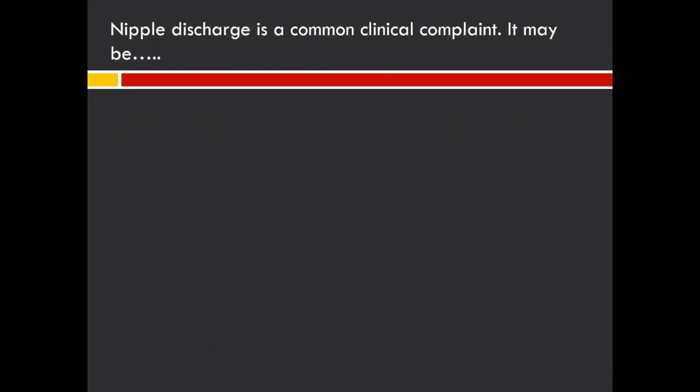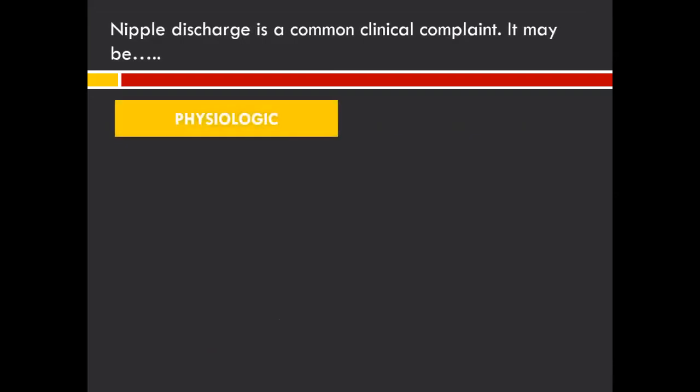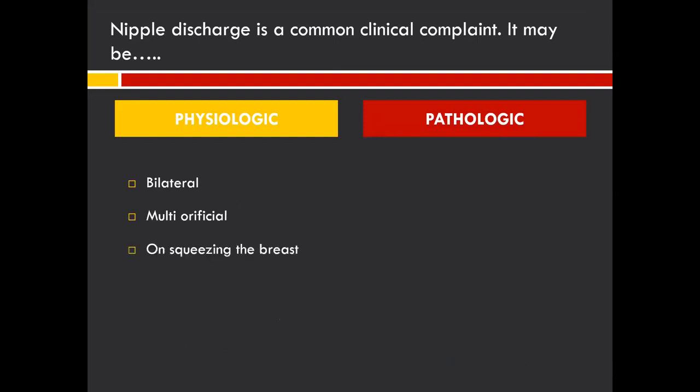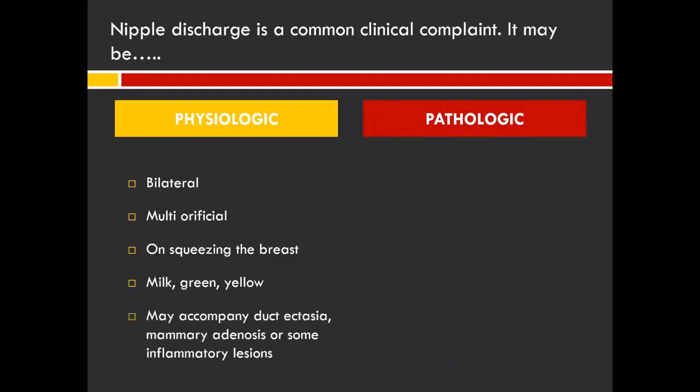Nipple discharge, as I told you, is a common clinical complaint. It might be physiologic or pathologic. Physiologic nipple discharge is usually bilateral, multi-orificial. It occurs on squeezing the breast. It is either milky, green, or yellow, and it may accompany duct ectasia, mammary adenosis, or some inflammatory breast lesions.